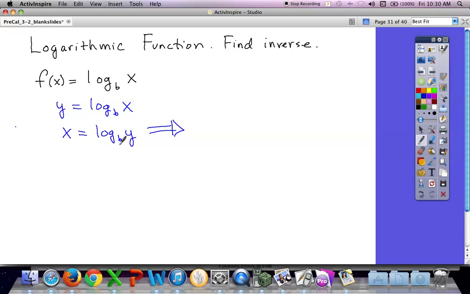b to the x equals y. Y equals b to the x. So by converting it to an exponential, we did solve for y. Right? So what does that tell us? It tells you that exponentials and logarithms are inverses of each other.